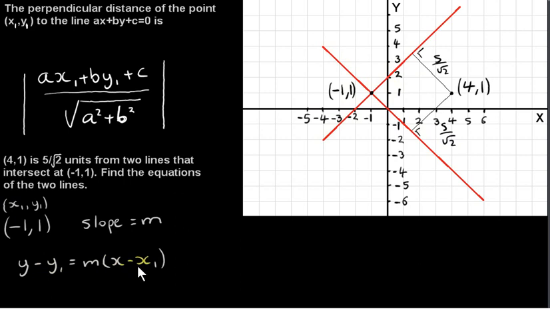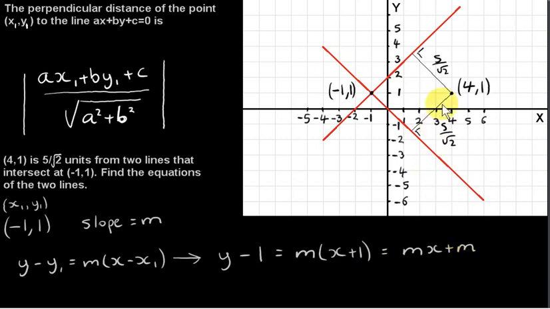So here is our equation formula. So we plug everything into this. So y1 is 1, m we leave as m, and then we have x minus x1. So it's x minus minus 1. So we get x plus 1. And multiplying m into this, we get mx plus m.